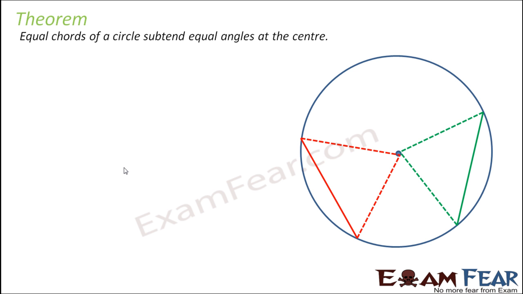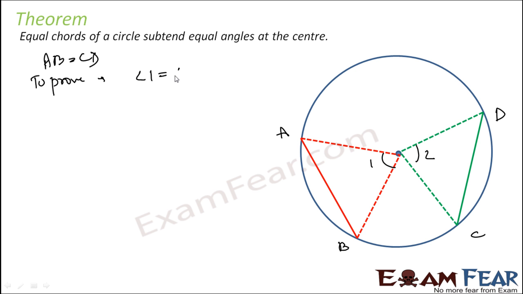So let's try to prove it. So we have drawn a circle, we have 2 chords, and these 2 chords, let me name it A, B, and C, D are the 2 chords where AB is equal to CD. This is given, right? And let this be angle 1, this be angle 2. So we have to prove it. Angle 1 is equal to angle 2. That is what we have to prove.